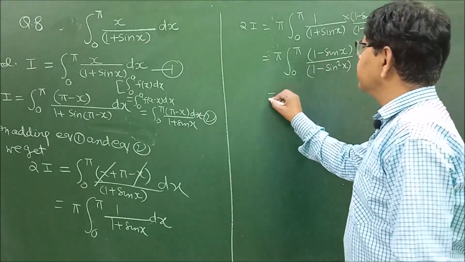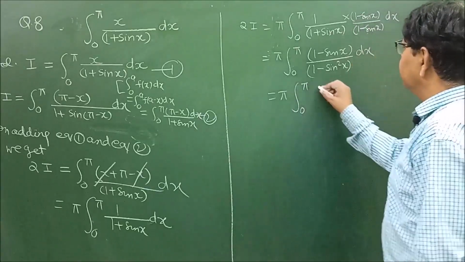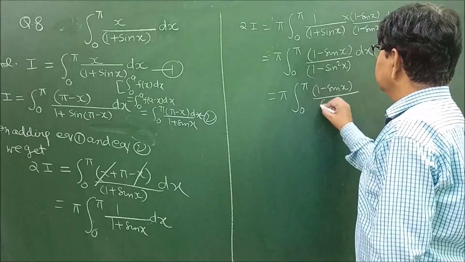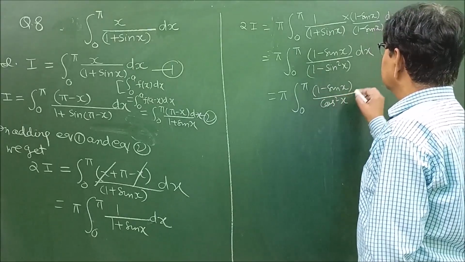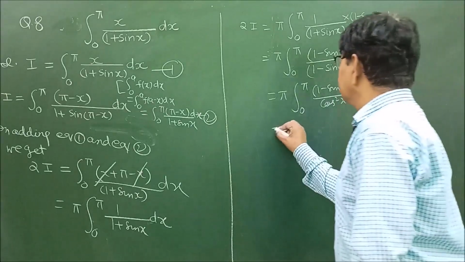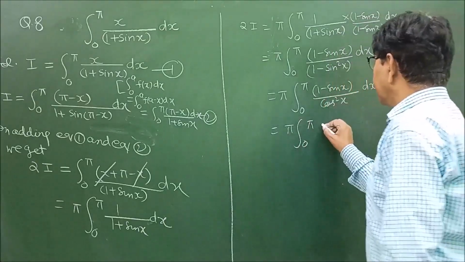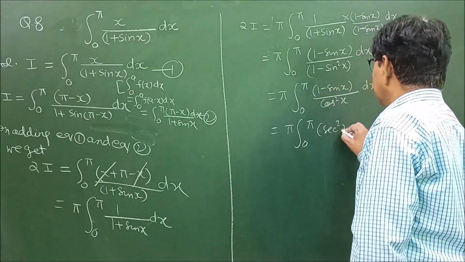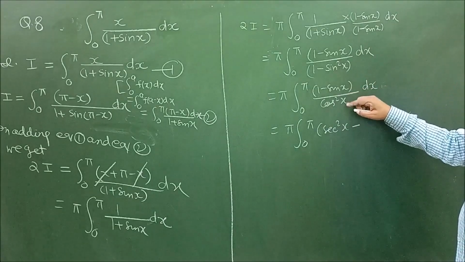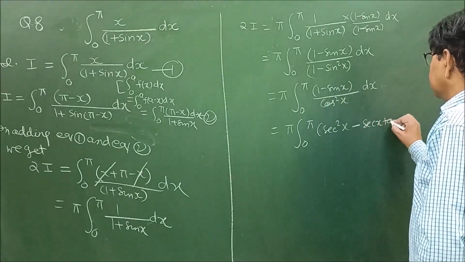So this is further equal to pi, 0 to pi, 1 minus sin x upon cos square x dx. Which is equal to pi, 0 to pi, 1 upon cos square x is sec square x, minus sin x upon cos square x. Sin upon cos is tan, into 1 upon cos is sec x, so sec x tan x dx.